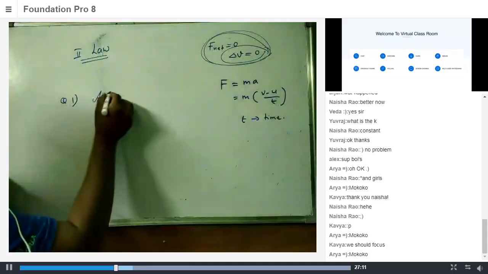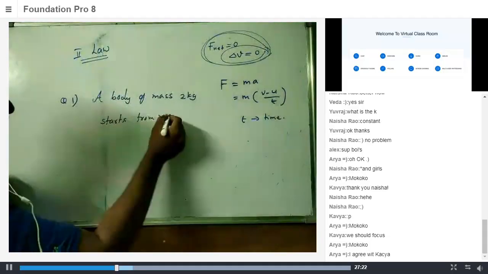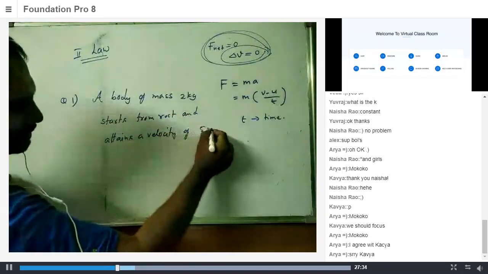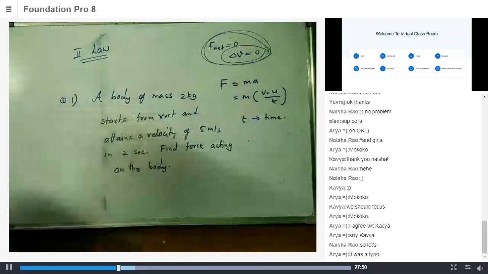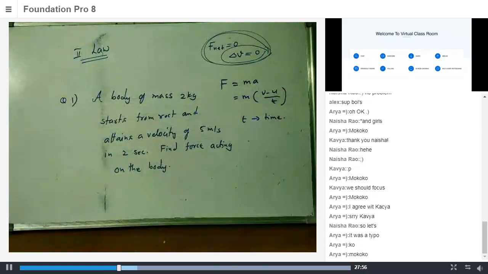Let's say a body of mass 2 kilograms starts from rest and attains a velocity of 5 meters per second. Find the force acting on the body. The question here is a very simple one. So all of you can take down the question.